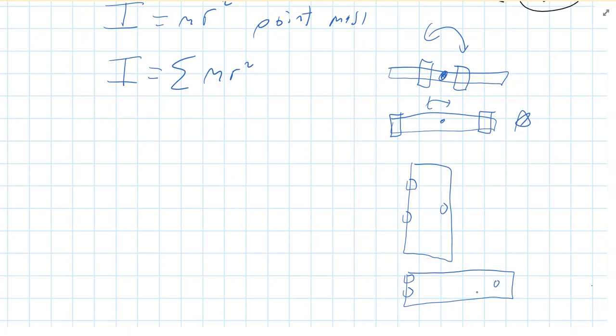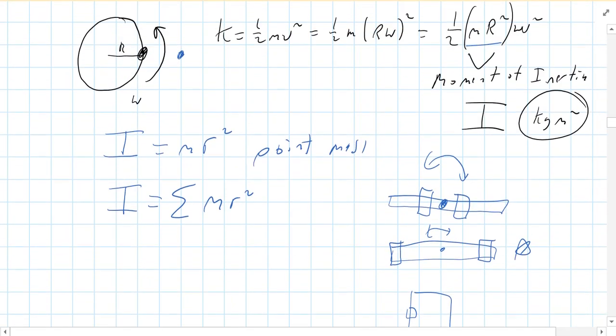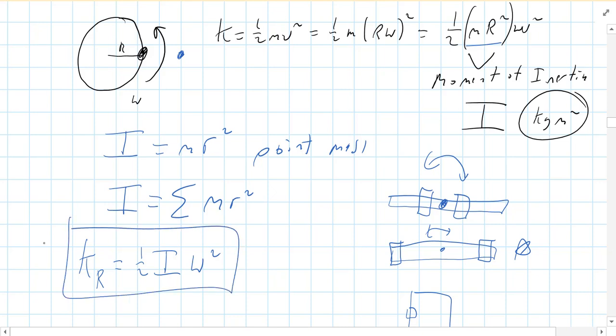Okay. Now, if we go back to our kinetic energy equation, another way to write kinetic energy, and this would be kinetic energy rotational now. It's 1/2, well, instead of saying mr squared, we just say I for moment of inertia, and then omega squared. So that's kinetic energy rotational, which we'll do a lot more of in subsequent chapters. But for now, you should at least be familiar with the equation.